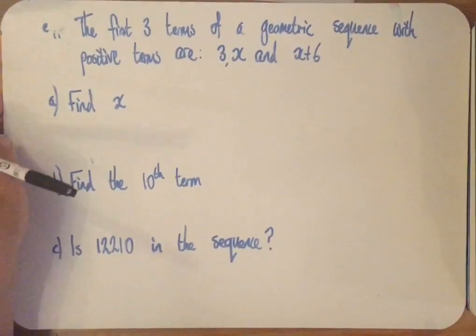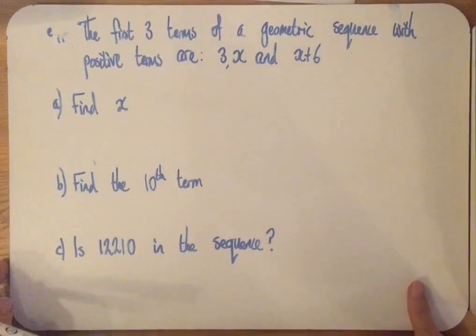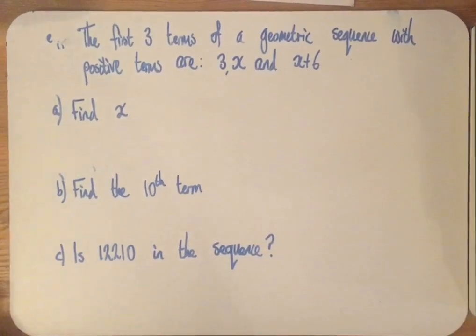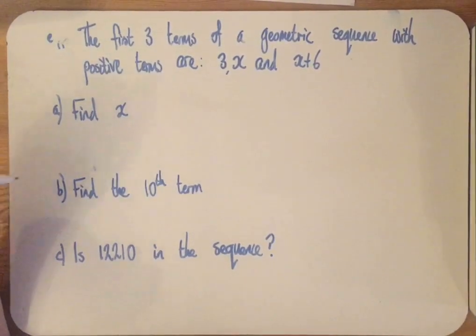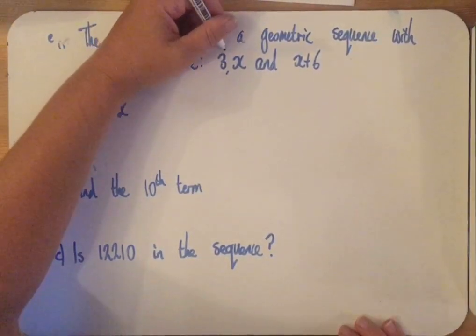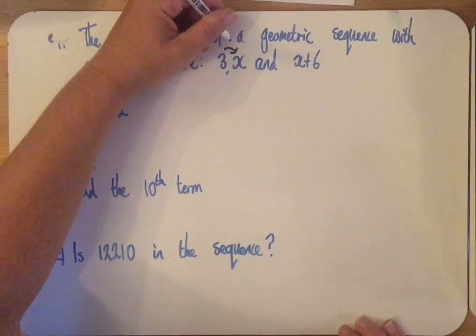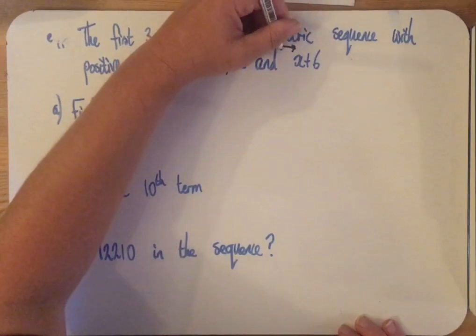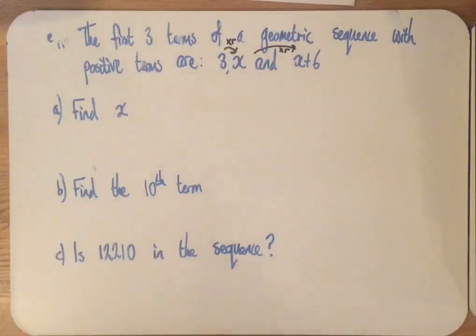And then, last but not least, we have the first 3 terms. The first 3 terms of a geometric sequence with positive terms are 3, x and x plus 6, and we want to find x to start with. So the only thing we really know is it's geometric, so we're multiplying by r to get to the next term.